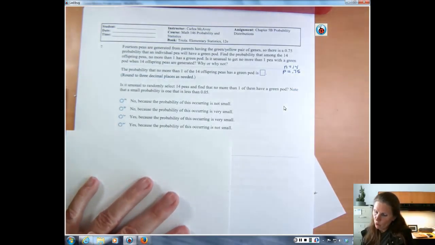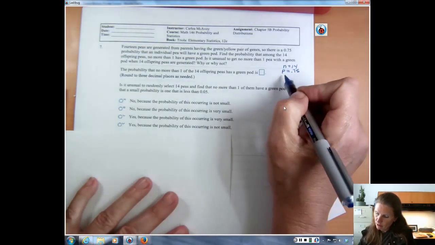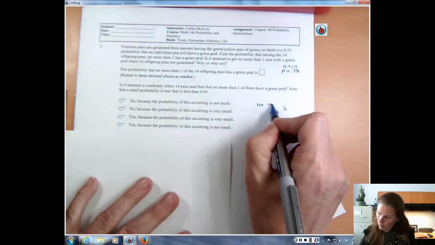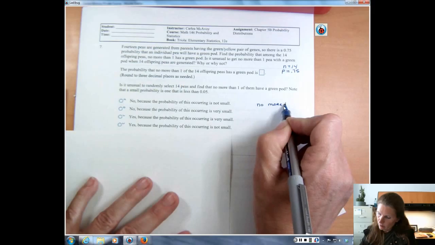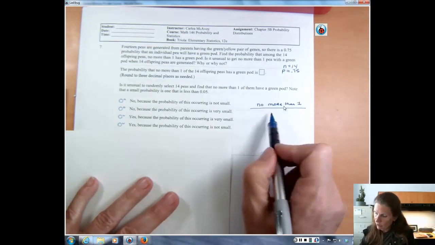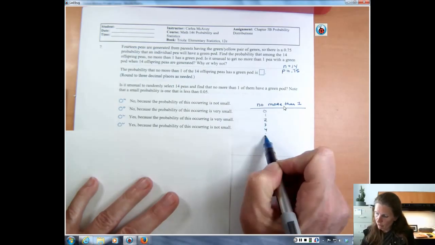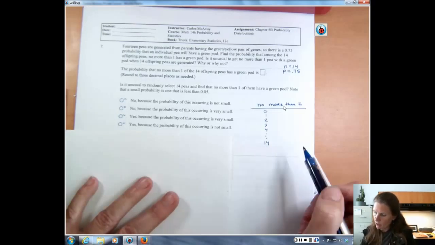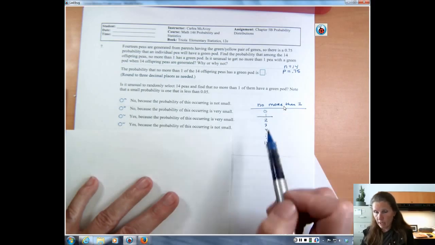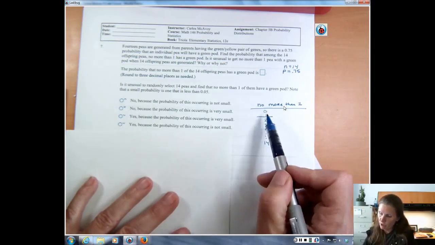No more than one has a green pod. What does our successes look like? No more than one. It can't be more than one. And if I'm looking at 14, I could have 0, 1, 2, 3, 4, and so forth all the way down to 14. But no more than one would be cut off right here. In other words, the 0 and the 1. I could have 1, I could have 0, but I can't have more than that. So what I need to find is the probability of 0 and 1.